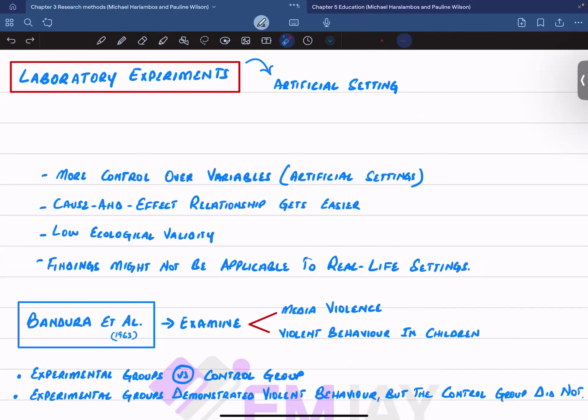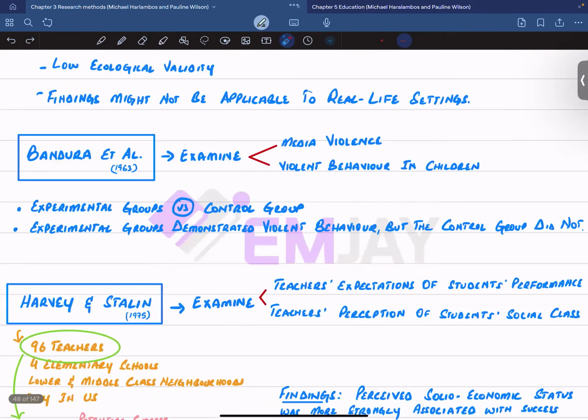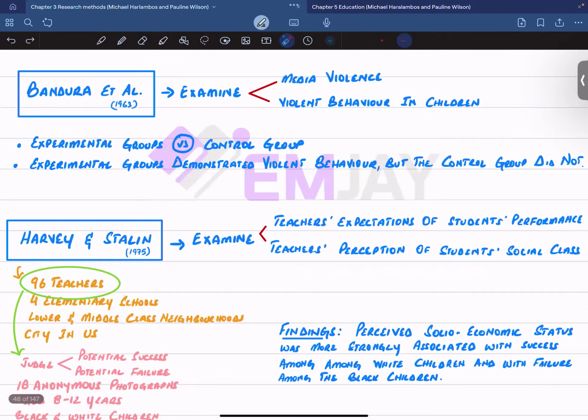Now, I have a couple of examples over here where laboratory experiments were conducted. This infamous research that is a part of AS psychology as well was conducted by Bandura et al. in 1963. Now, this research was conducted by Bandura, like I said, and the idea behind this research was to see the effect the violence that is shown on television could have on children, right?